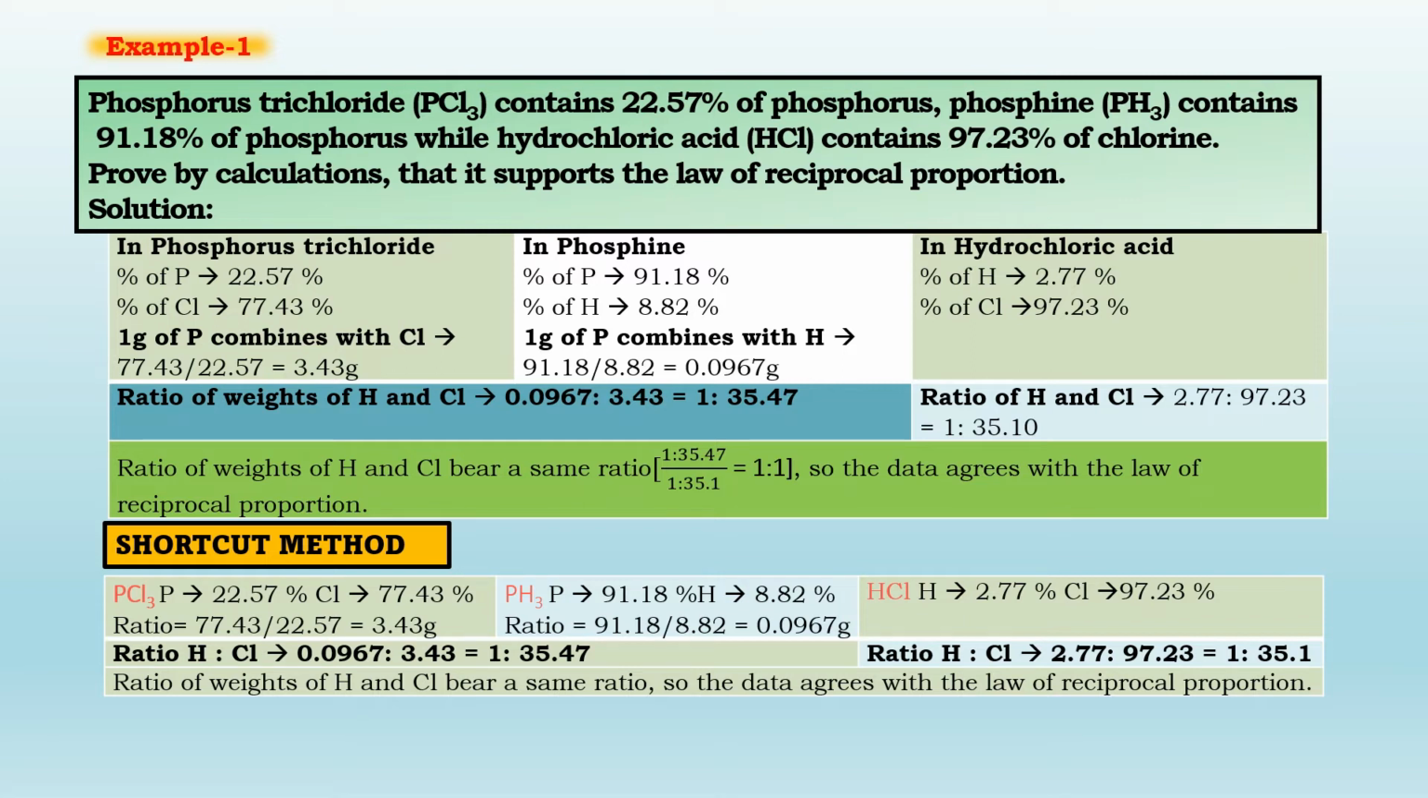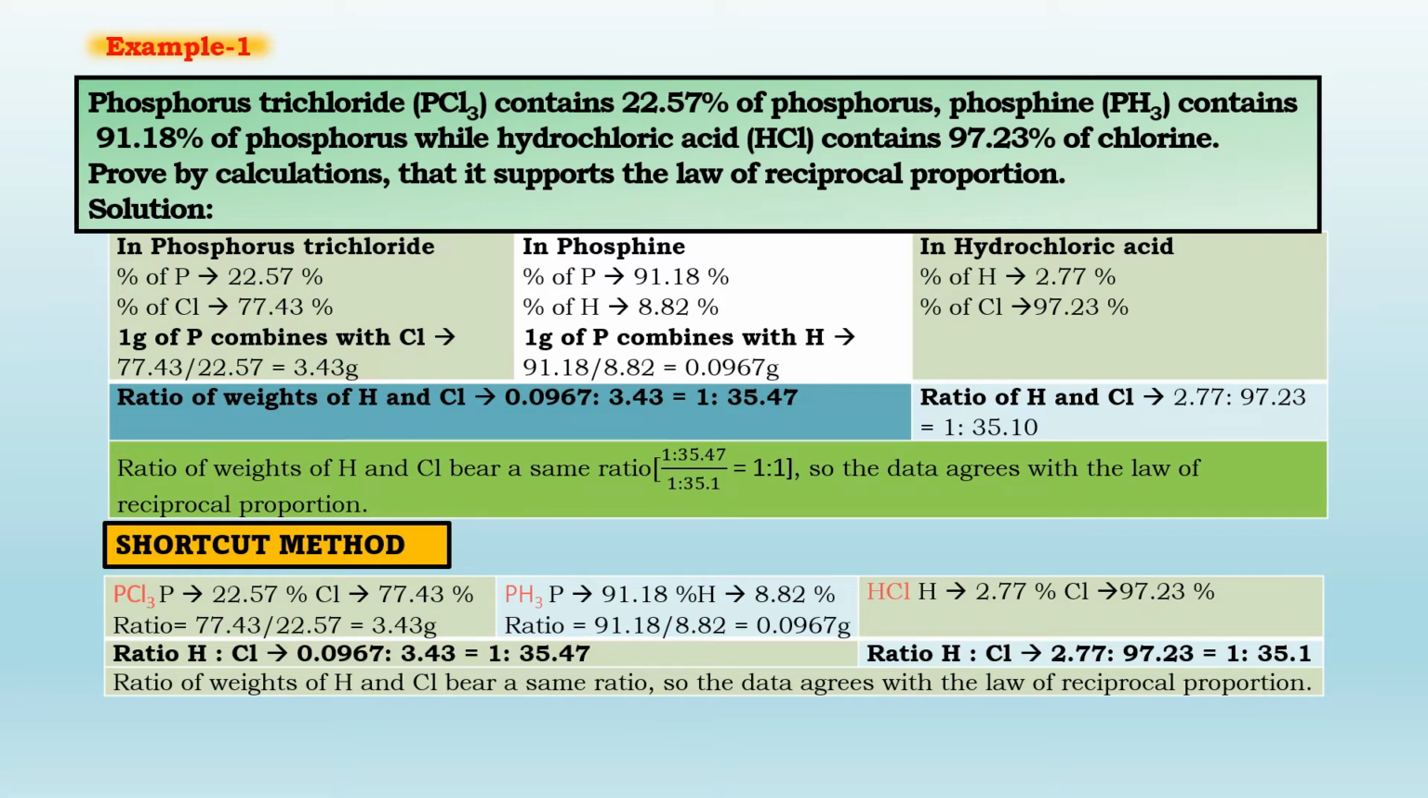Shortcut method. First we make 3 columns. In the first column we write the first compound PCl3, in the second column we write PH3, in the third column we write HCl. Now HCl has hydrogen and chlorine. Now in both PCl3 and PH3 we have to make P constant. So that means here in the first compound P is equal to 22.57, chlorine is equal to 77.43. So ratio is equal to higher by smaller. So 77.43 divided by 22.57, that is equal to 3.43.